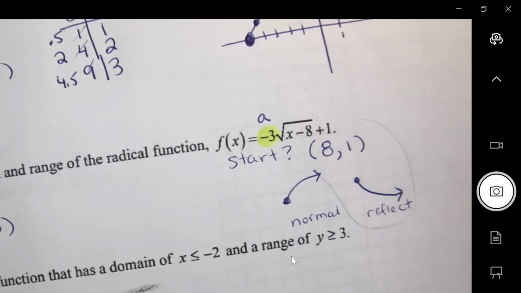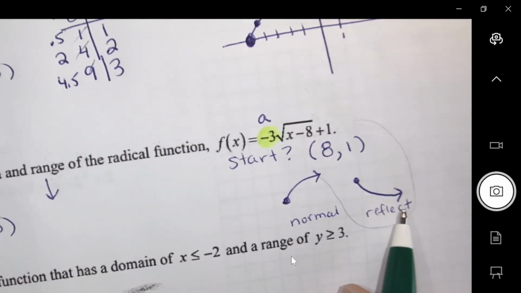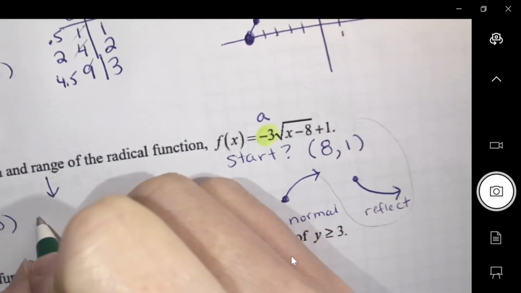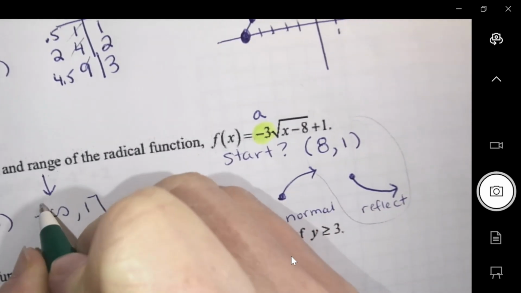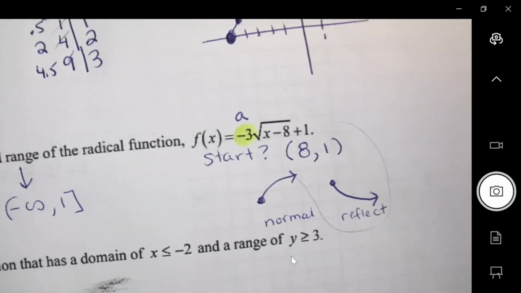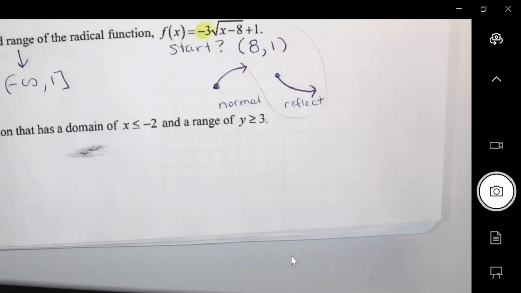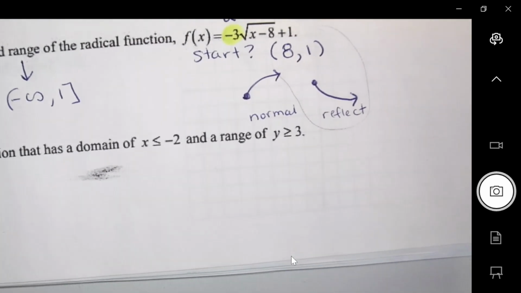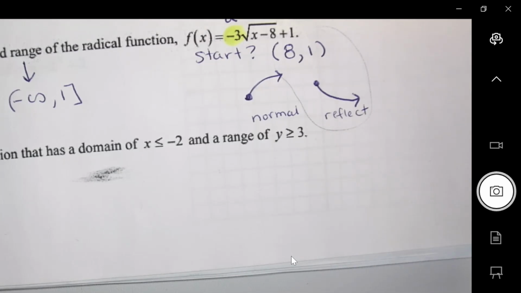And then the range will go from, you pick negative infinity and then up to 1, right? Because it reflected, so that changed. Okay, so think about the general shape and then what happens to it. Okay, identify a function with this domain and this range.